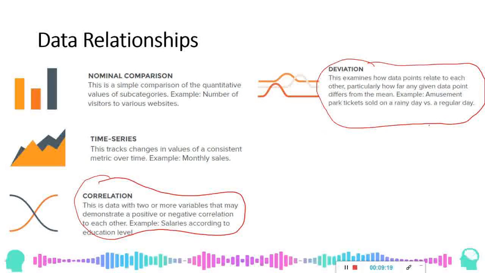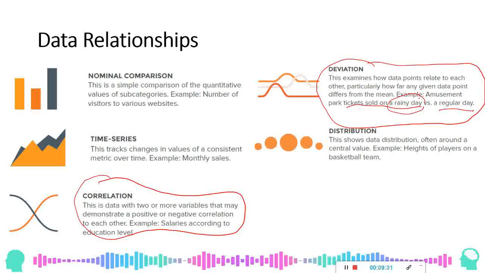For example here, the amusement ticket sold, the number of tickets sold on the rainy day versus the regular day. Ini data categorical lah kan. Okay. So another one is distribution. Distribution nak tengok how well the data is distributed to each other. Kita nak tengok setiap data ini, distribution ni dia measure your data point.